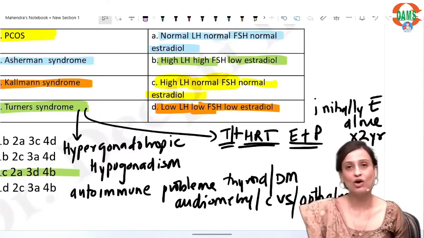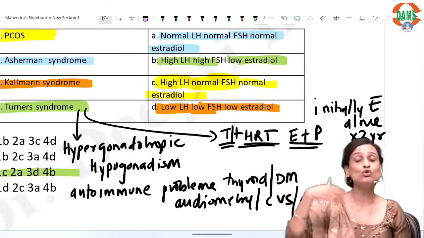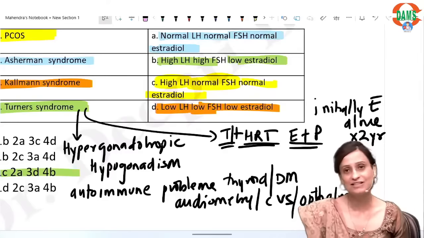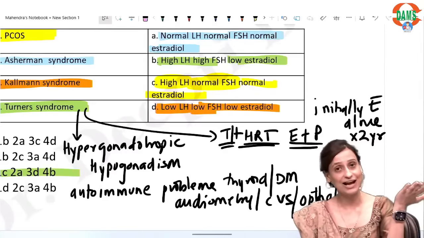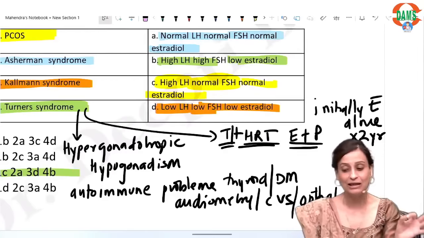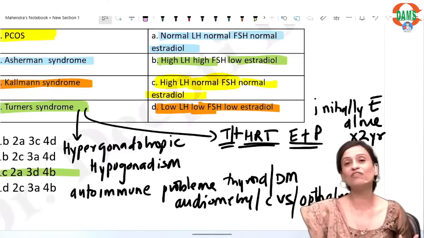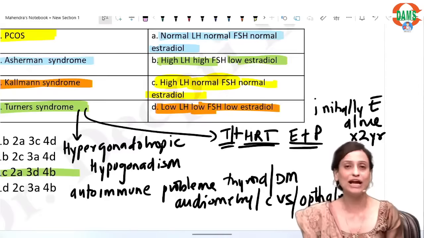Hypergonadotropic, because when the gonad is not there, there is no feedback inhibition. So as a result of which, the LH and FSH levels are high. So that is why you call it as hypergonadotropic, but the ovaries are non-functioning, so hypogonadism, all right?